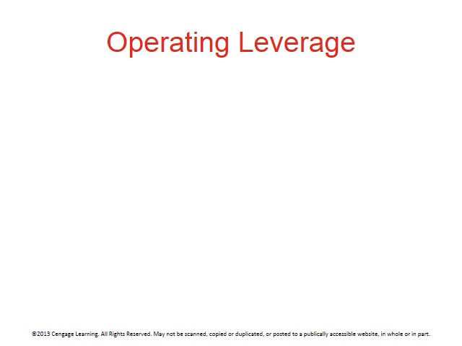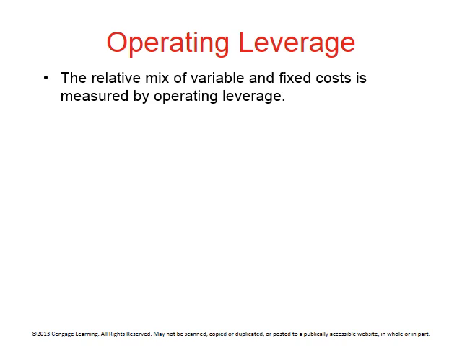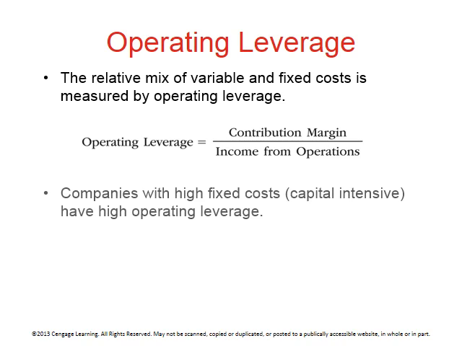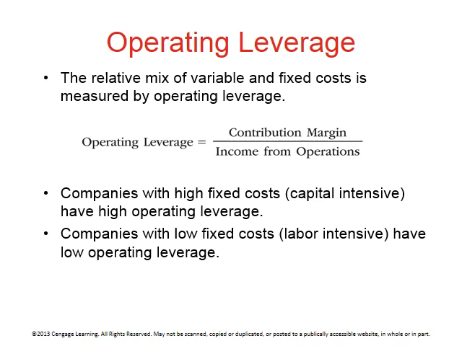So the next thing we're going to look at is operating leverage. This is the mix of variable and fixed costs. Operating leverage is contribution margin divided by income from operations. Typically, companies who have high fixed costs have a high operating leverage, and companies with low fixed costs, which are labor intensive, have a lower operating leverage.